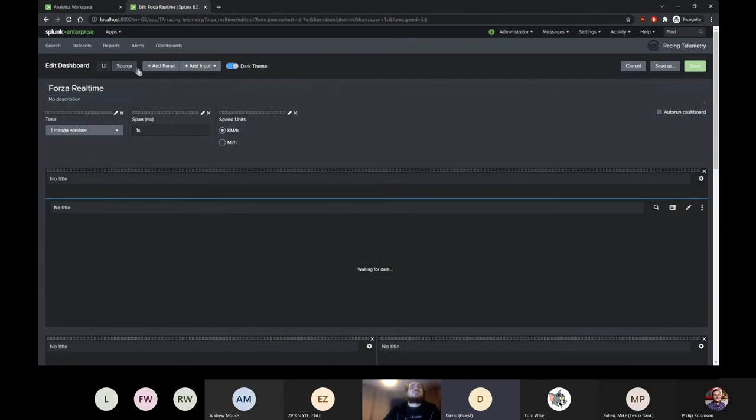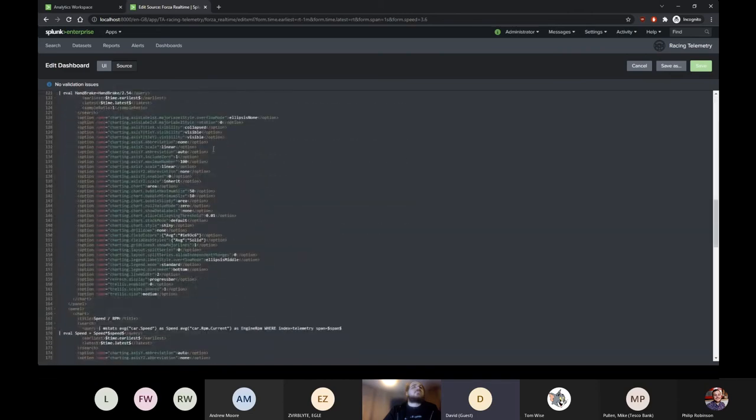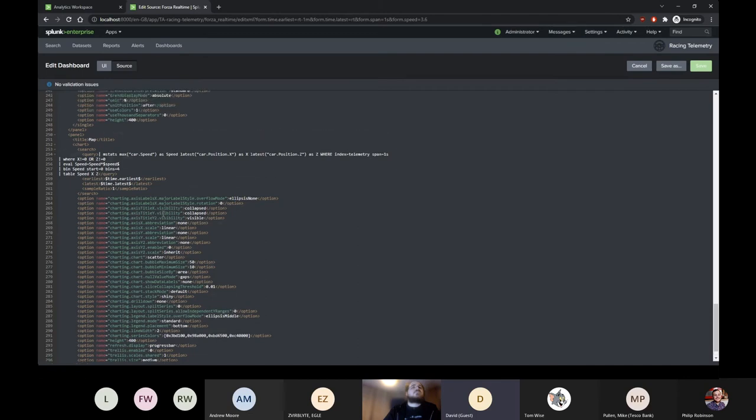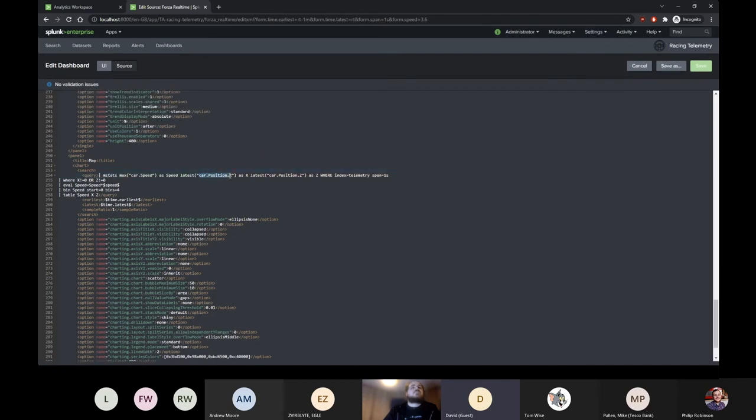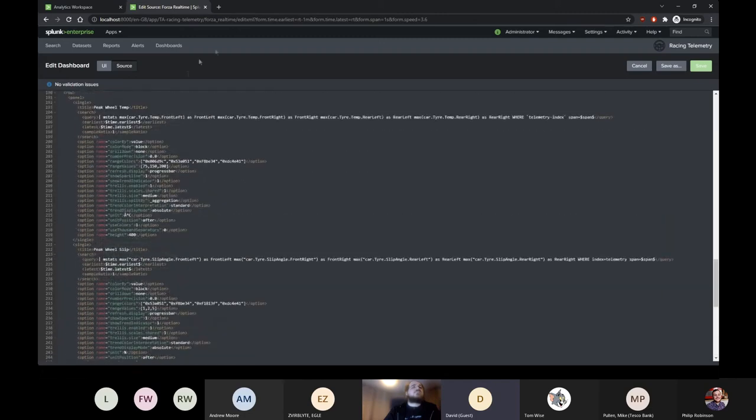But you can see from here that it's just doing mstats commands on position and all that sort of stuff. And the interesting one, which is the map, is just taking car position and using speed as the value that it uses for the brightness or the colored values in it.